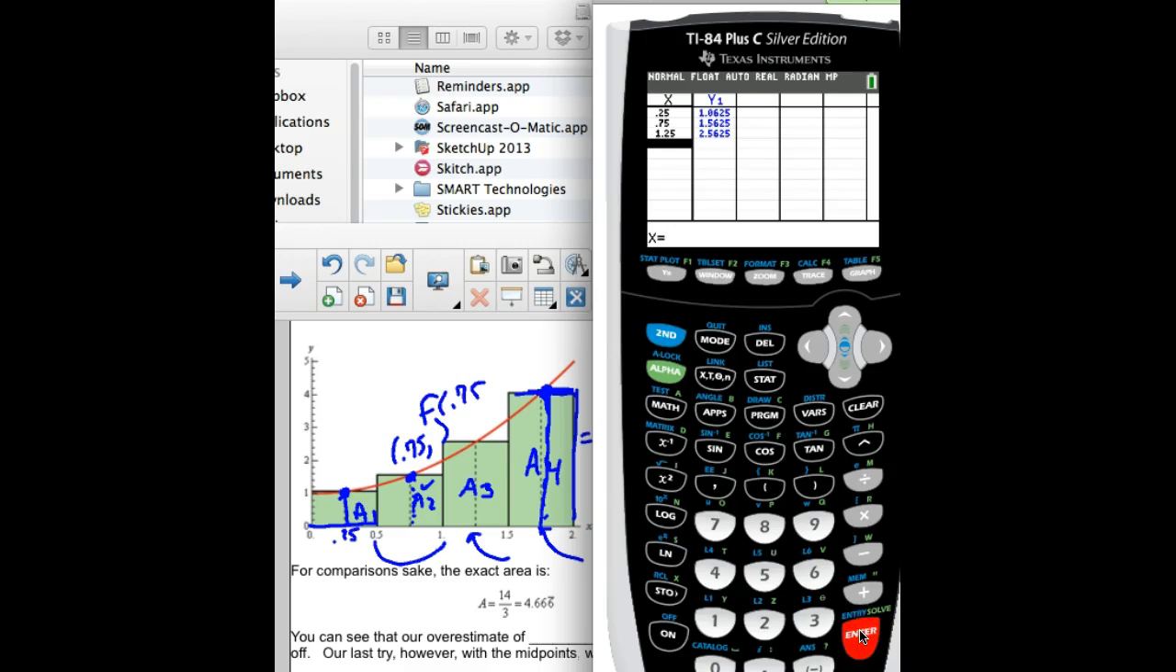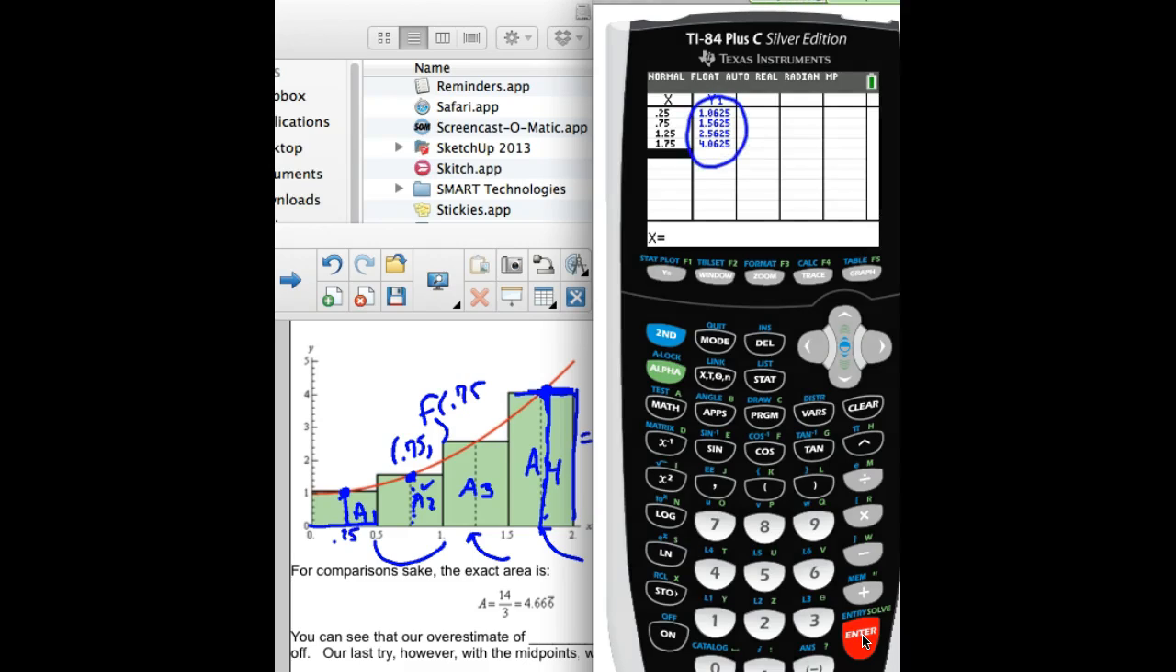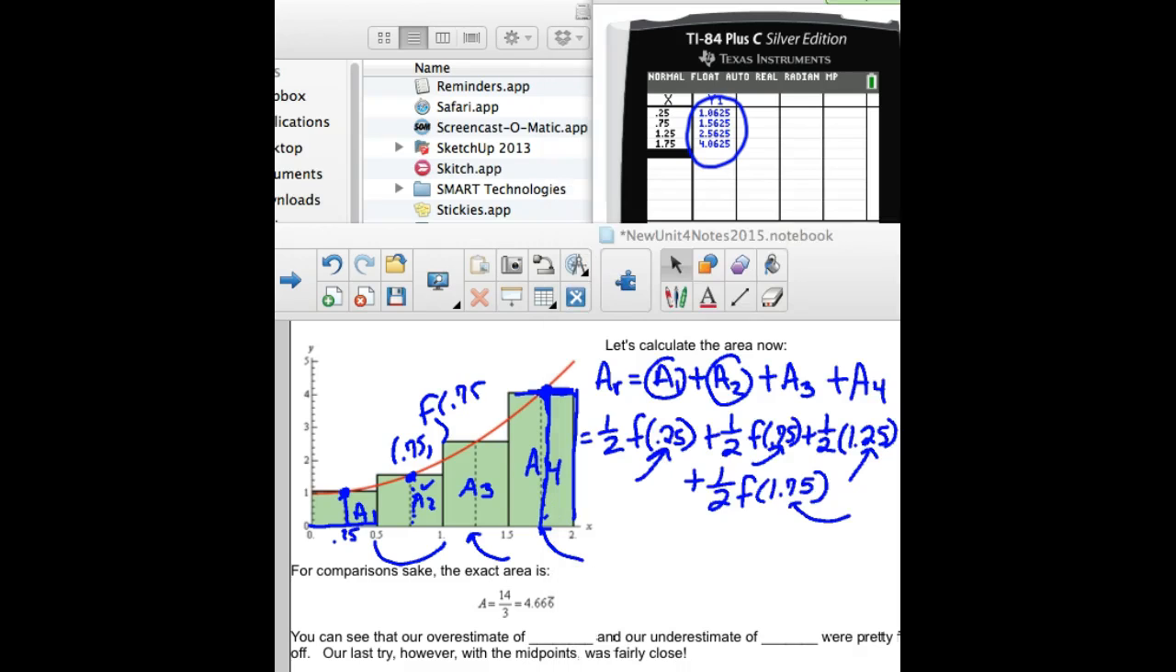And then my last one was at 1.75. So when I use that to help me find the area, keep in mind, here's all my f of x values at those middle spots on the graph. So I'm going to leave that up there.